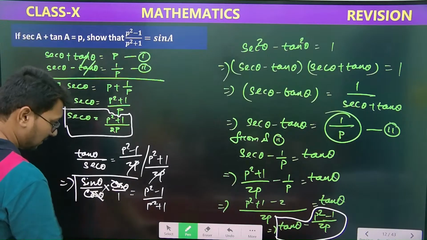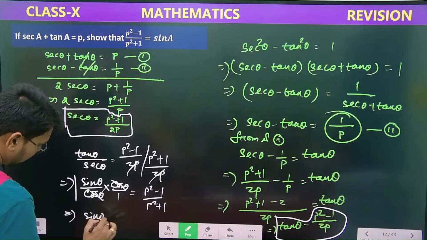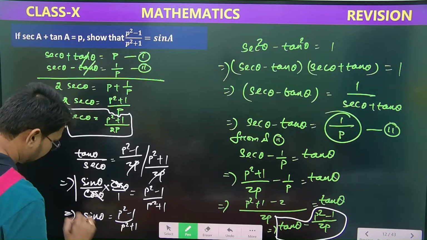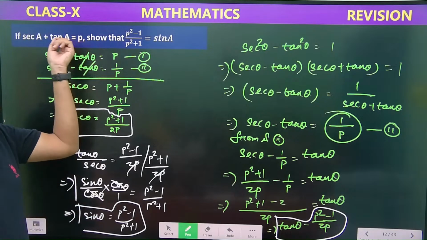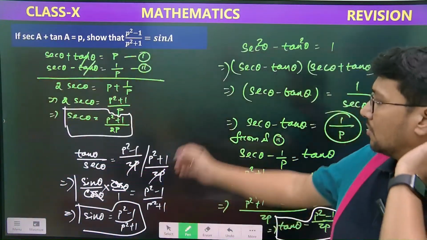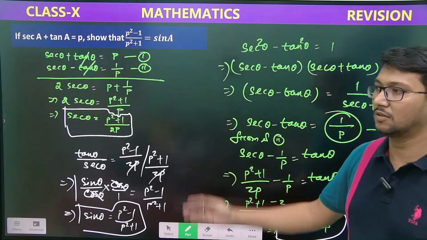Sin theta, let me simply complete this. So sin theta equals p square minus 1 by p square plus 1. This is the answer. But I have taken theta instead of A. Okay, chalo, solve it. Where is the doubt? Tell me. Where is the doubt? Tell me.